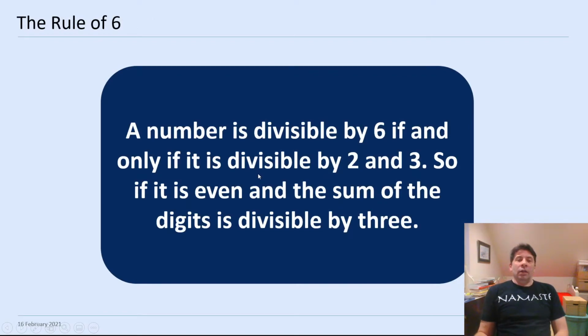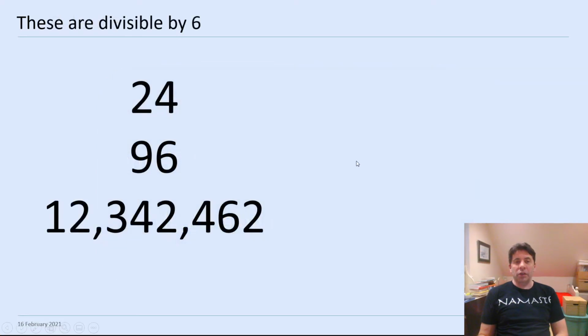So a number is a multiple of 6 if and only if it is divisible by 2 and 3. So we can just literally use our rule of 2 and our rule of 3. So 4 is even, and we add 2 and 4, we get 6, which 3 goes into. So 24 is divisible by 6. 6 is even, so 2 goes into it. And then you've got 9 plus 6 is 15. 3 goes into 15, so 6 goes into the whole thing.